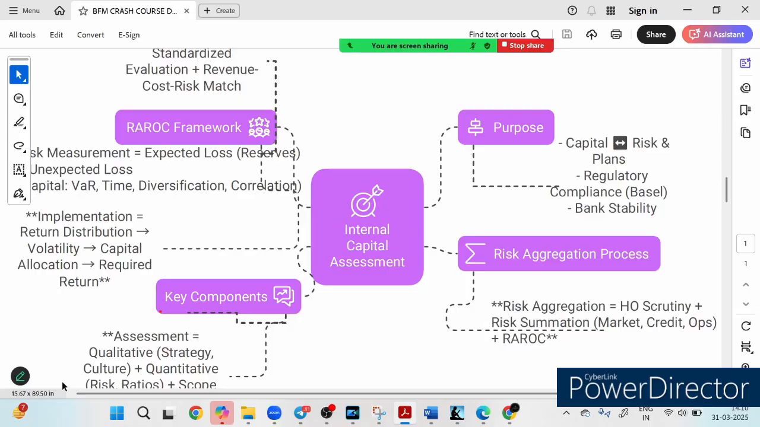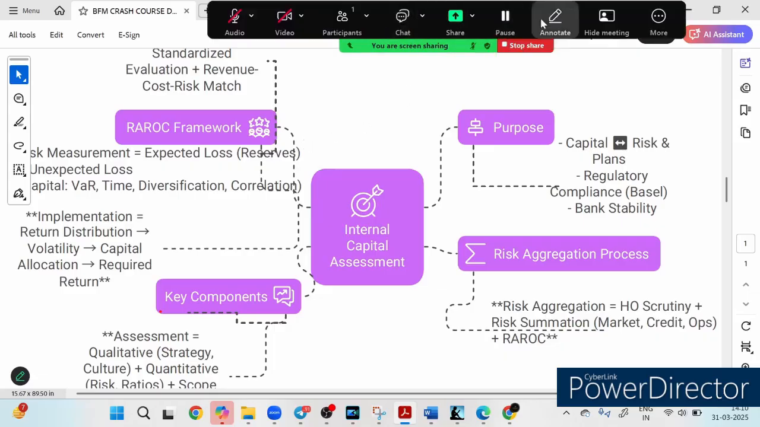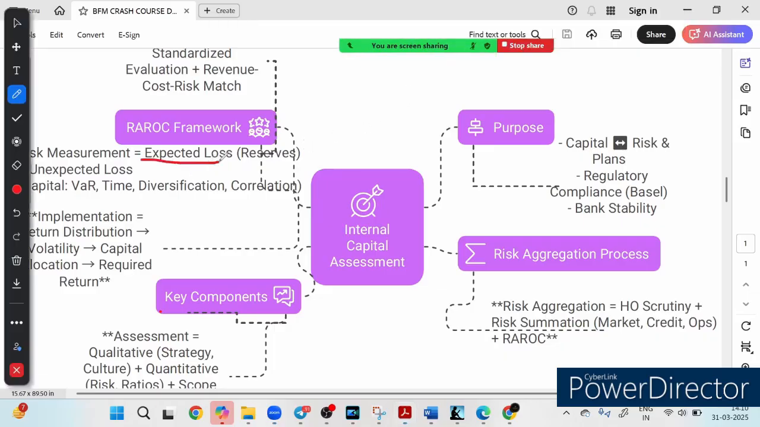The risk adjusted return on capital is the cornerstone of the model. It measures the risk by calculating the expected loss. What is the meaning of expected loss? It means those losses which can be covered by reserves.